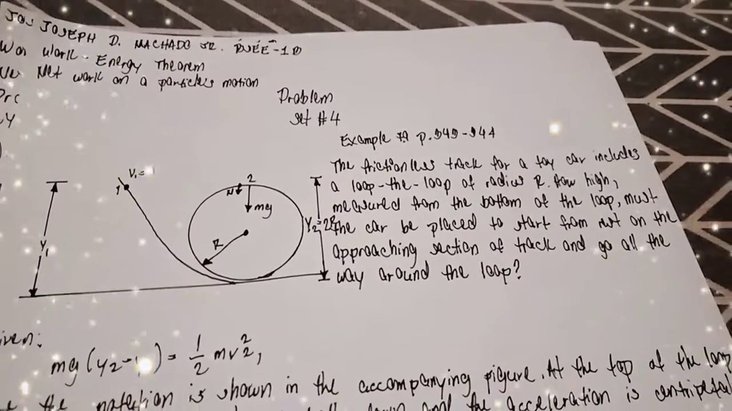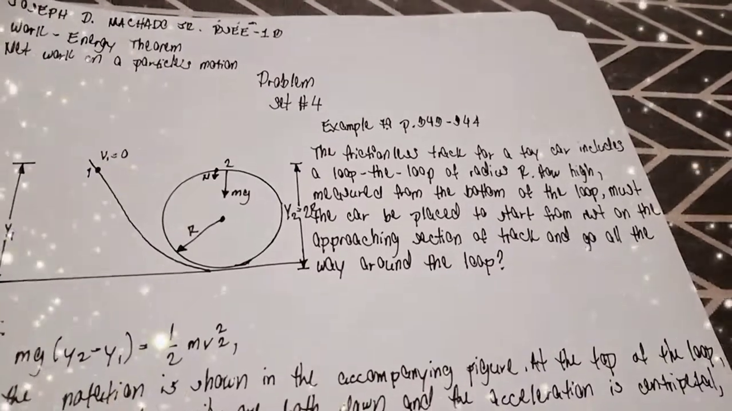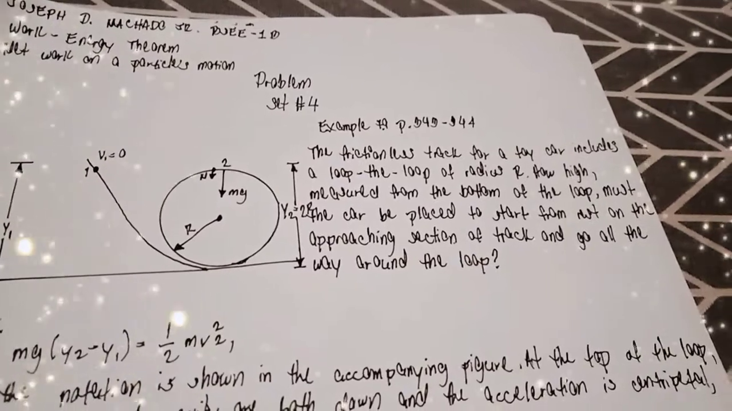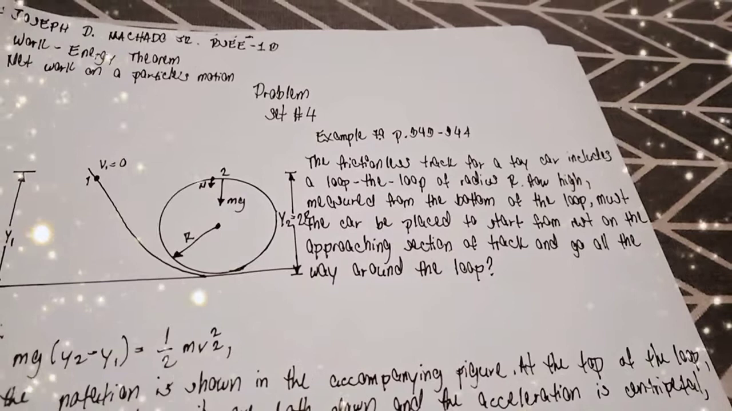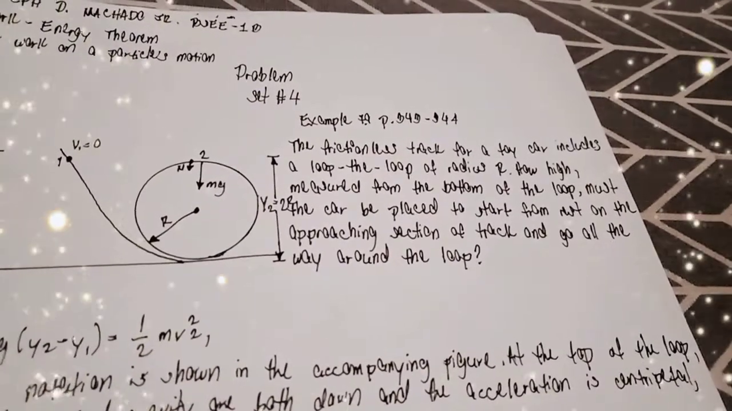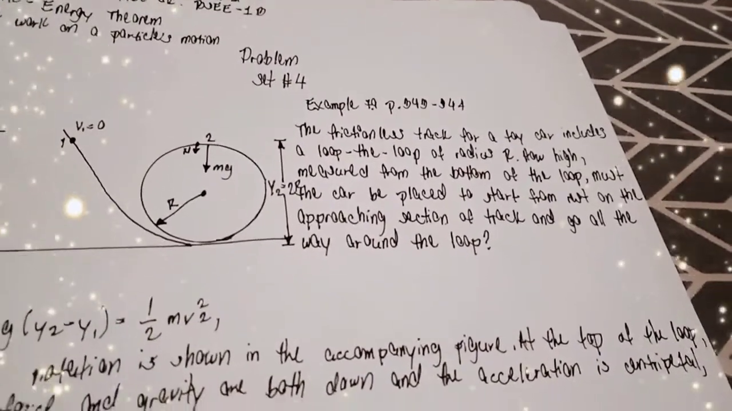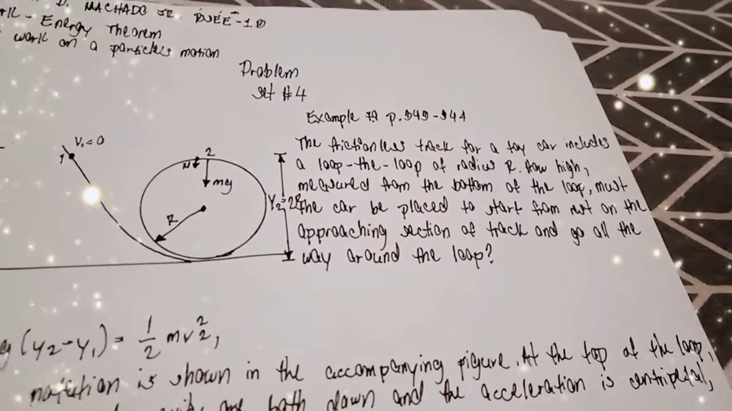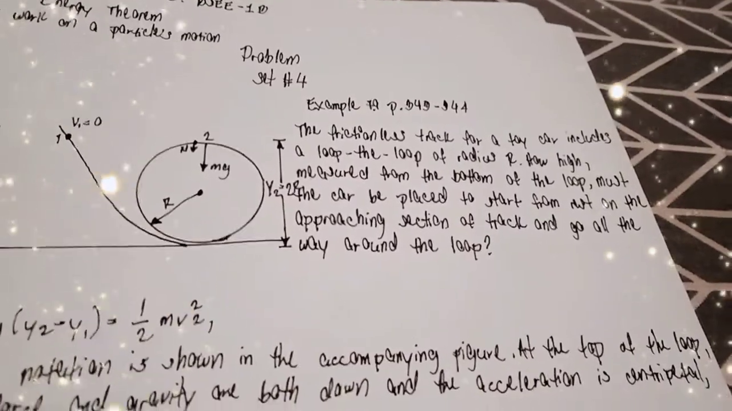Next is the work and particle motion, problem set number 4, example 7.9, page 343 to 344. The frictionless track for a toy car includes a loop of radius r. How high, measured from the bottom of the loop, must the car be placed to start from rest on the approaching section of track and go all the way around the loop?